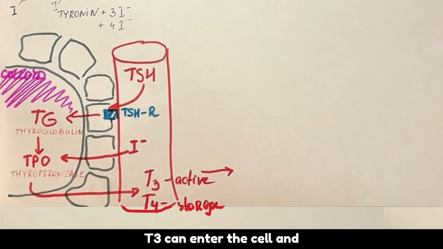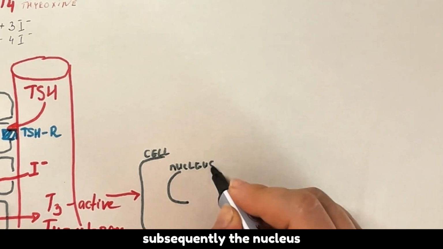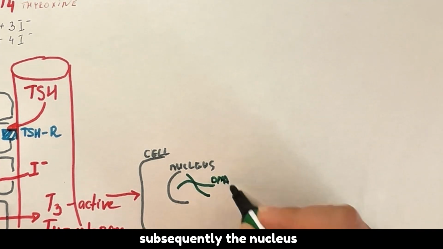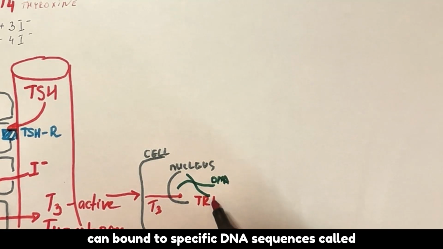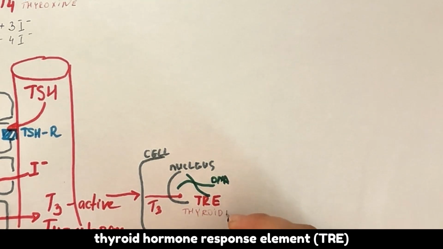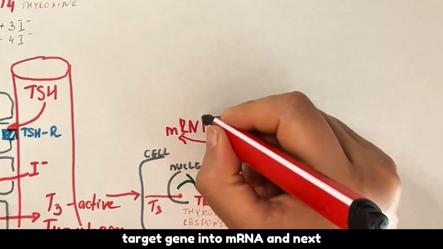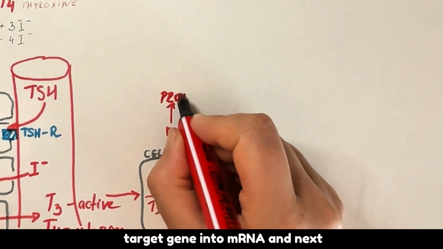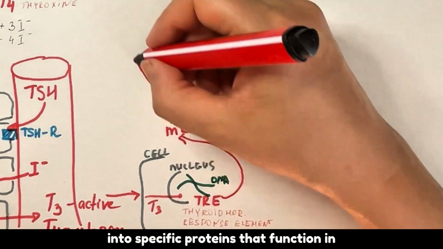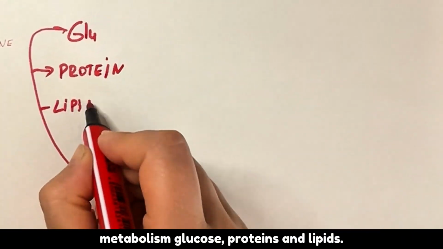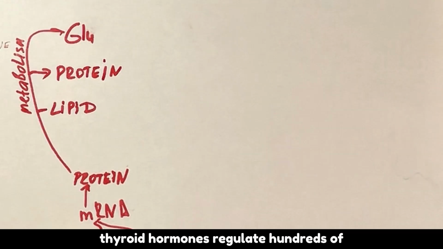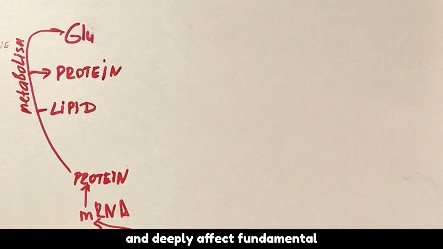T3 can enter the cell and subsequently the nucleus and bind to specific DNA sequences called thyroid hormone response elements, TRE, resulting in transcription of the target gene into mRNA and next into specific proteins that function in the metabolism of glucose, proteins, and lipids. Thyroid hormones regulate hundreds of genes in various tissues and deeply affect fundamental metabolic processes.